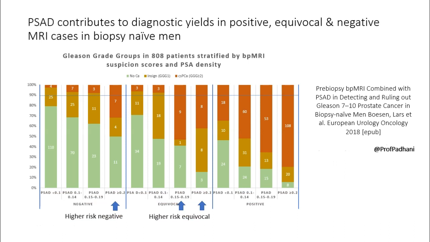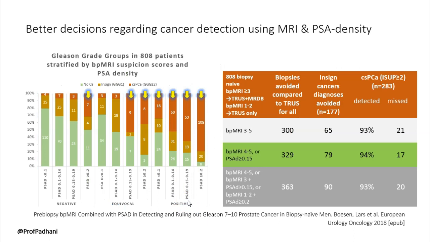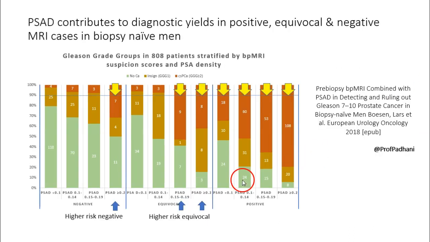So here, for example, is data from the BIDOC study where people with negative MRIs, equivocal MRIs, and positive MRIs underwent different PSA thresholds for biopsy. So you can see, for example, if you had a negative MRI, a PSA threshold of 0.2 was chosen. If you had an equivocal MRI, a PSA threshold of 0.15 and above was chosen, and everybody with a PIRADS 4 or 5 case underwent a biopsy.